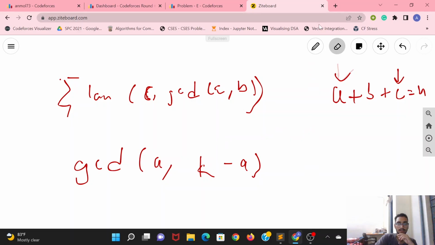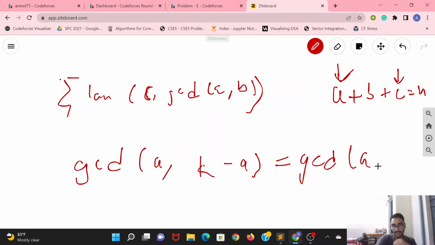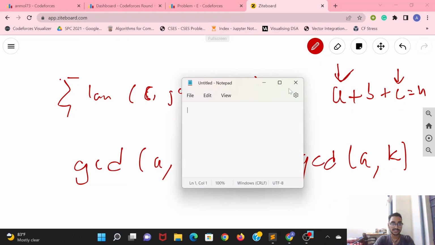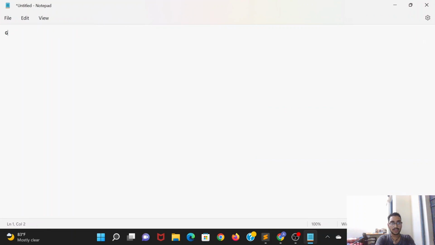Now, my claim is that this is also equal to the GCD of A comma K. Why am I saying that? Okay, I'll probably just type down stuff. I think that would be faster in this question. So what has been given is that the GCD of A comma n minus C minus A is what we are supposed to find. So I'm saying let n minus C be equal to some K, because for a given C, K is constant. N minus C is a constant, so let us take that as K. So now our problem is GCD of A comma K minus A.